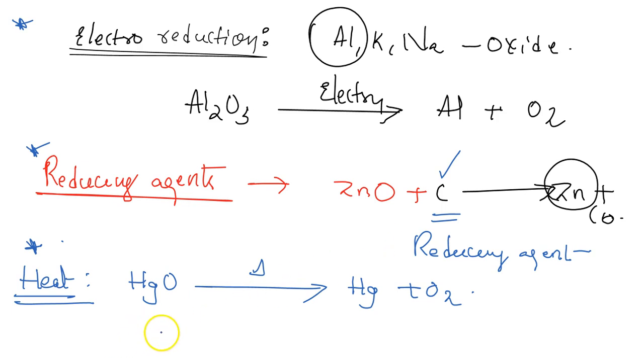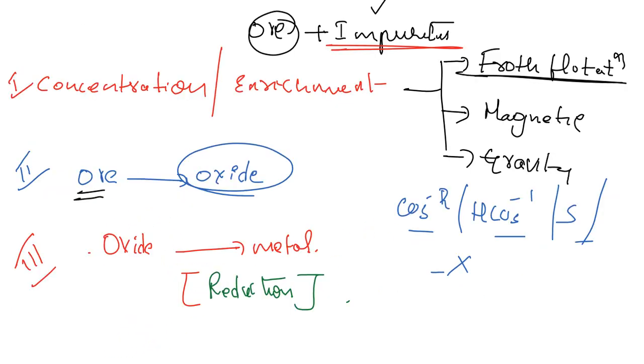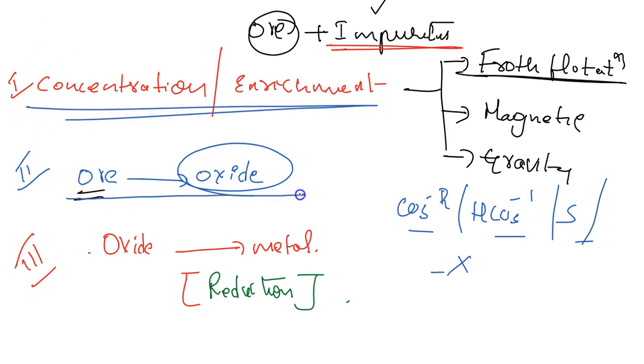So let's go back and see what we are doing. We were talking about different steps in extraction of metals, of which the first one is concentration, the second one is conversion of concentrated ore to oxide form, and the third one is converting oxide into metal, right? Now let's talk about the fourth step. The fourth step is called purification. This is often regarded as refining of metal.